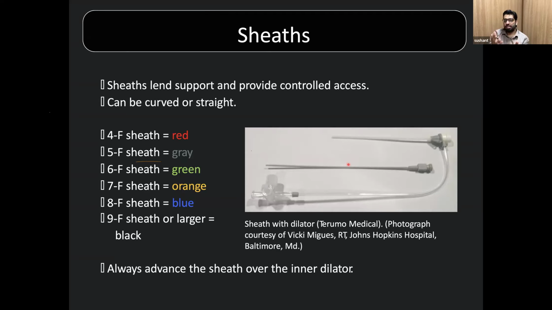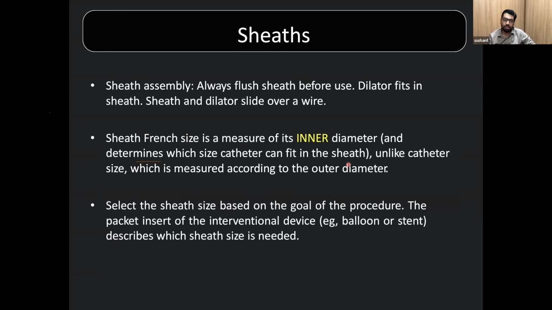If we intend to place a stent which is 6 French compatible, then we should start with a 6 French sheath. So later on, when we insert a 6 French catheter or 6 French stent, it should go through that sheath. A larger hardware will not go through a smaller sheath. So compatibility of our procedure is checked before taking the access. If we want to insert a larger catheter, we need a larger sheath in place. The sheath assembly is always flushed, and the dilator fits in it, which slides over the wire.